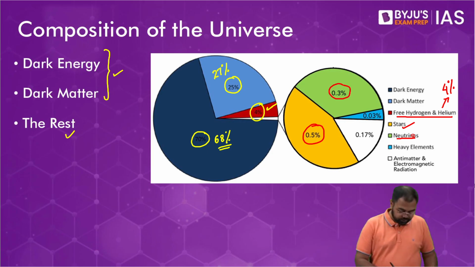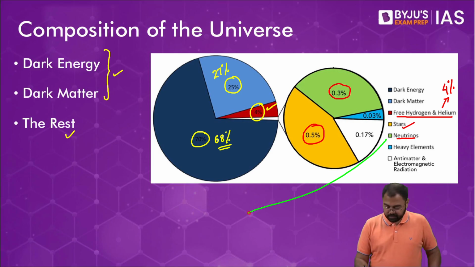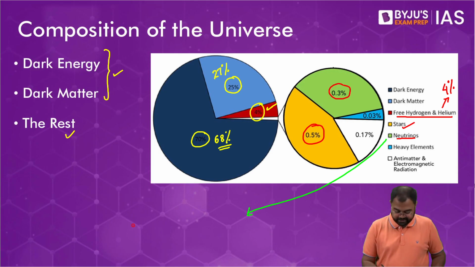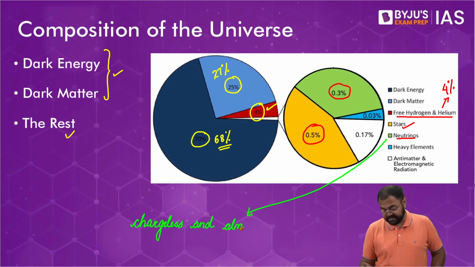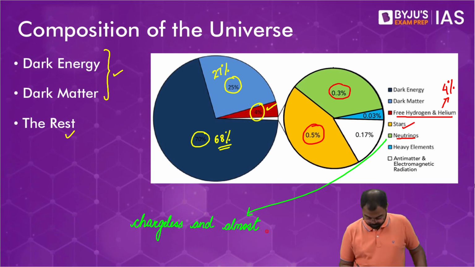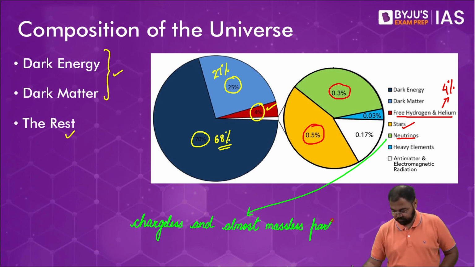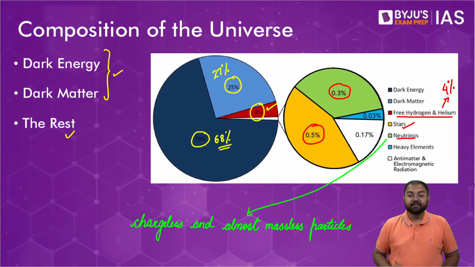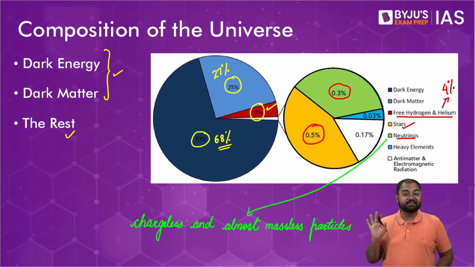Now, what are neutrinos? Neutrinos are very special particles. I'll write what exactly they are. They are chargeless and almost massless particles.